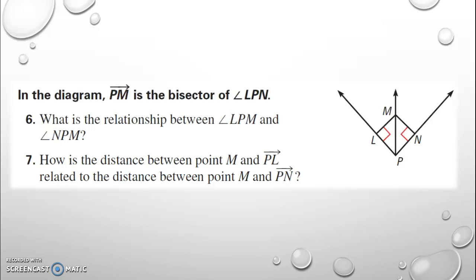Okay, lastly for this section, 6 and 7. Alright, what is the relationship between angle LPM and NPM? Because this is an angle bisector, they would have to be congruent. How does the distance between point M and line PL relate to the distance between point M and line PN? And that will be that they are congruent. Okay, and that's all there is for this section.